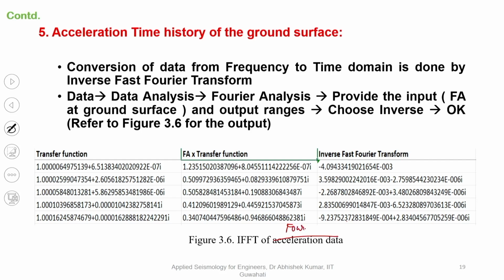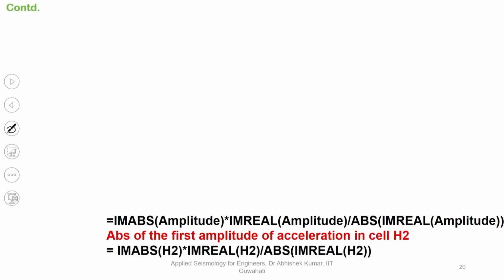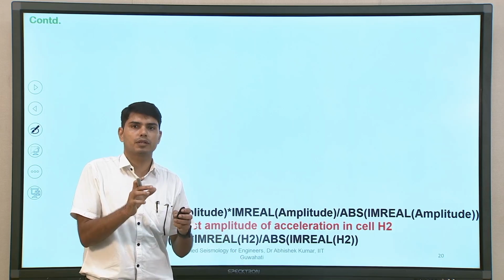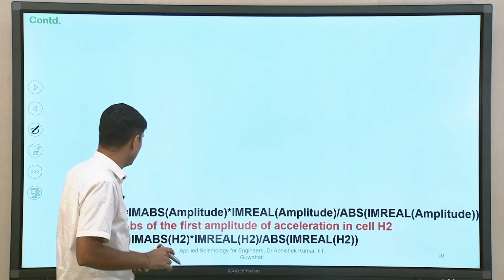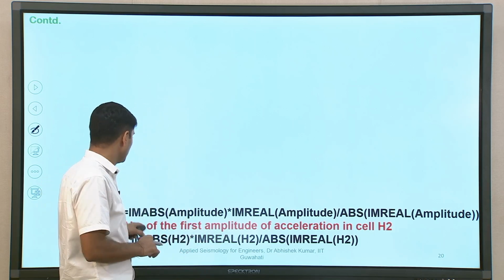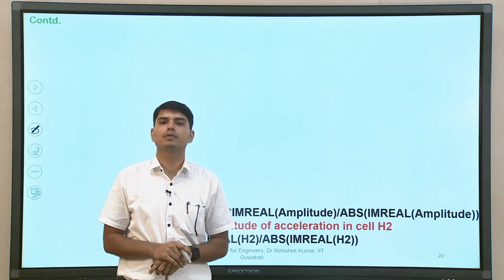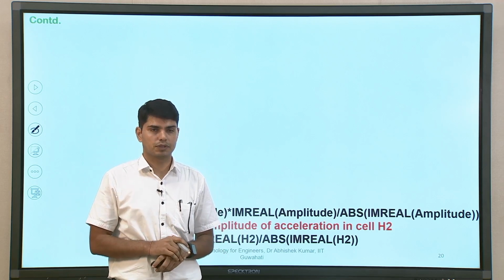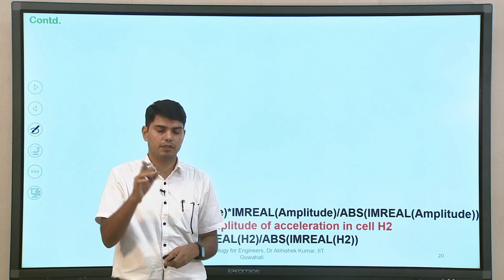This is for the Fourier spectra at the ground surface. It is going to give you the Fourier amplitude at the ground surface, and then you do the inverse fast Fourier transformation, you will get the acceleration time history at the surface. Now, remember the acceleration time history which I just showed you has real as well as imaginary part. So, you have to use IM absolute, it will only give you the real part of the Fourier amplitude times transfer function, which has been converted from Fourier series to time domain.